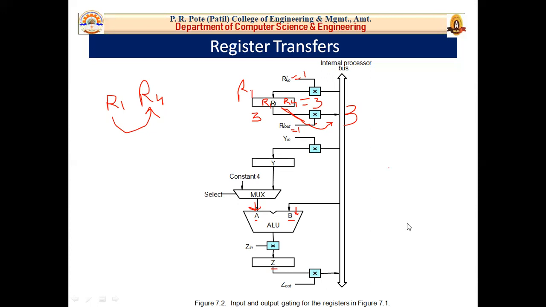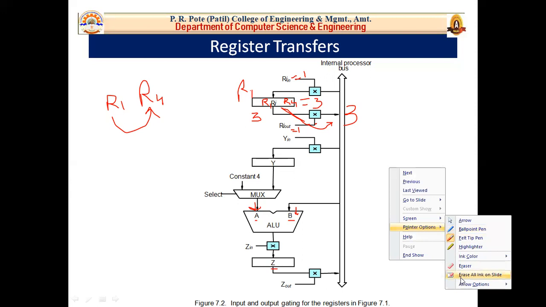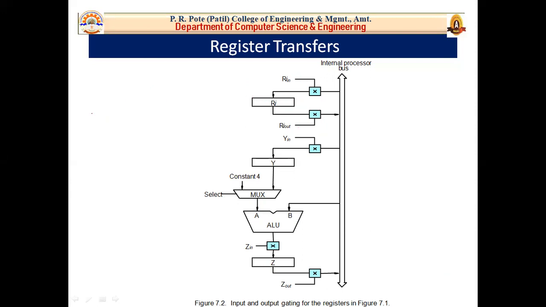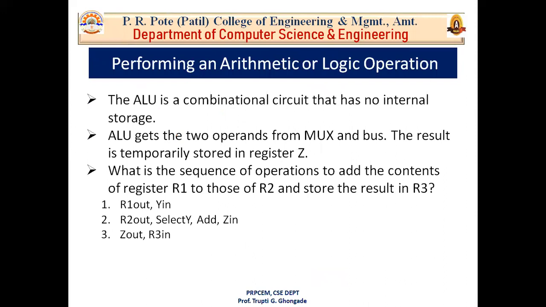Now let's consider another example. We have two registers, R1 and R2, and we want to store the result in R3. So the sequence is: R1 out, temporary register Y in, then R2 out, select Y, add, Z in, and Z out, R3 in.